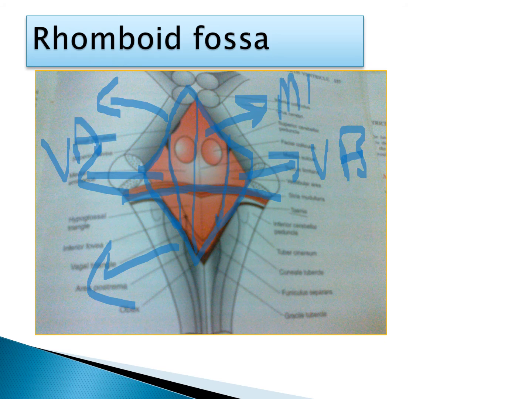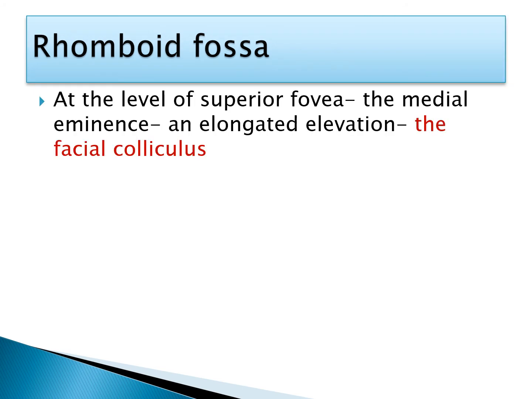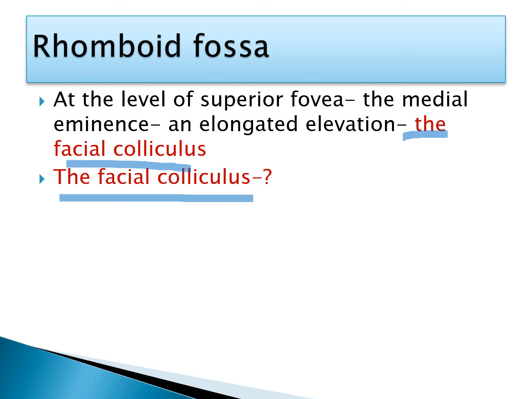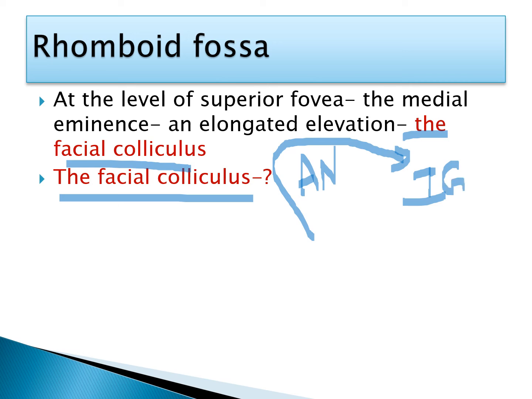This medial part is called the medial eminence. It contains the facial colliculus in the upper part, and the hypoglossal triangle and dorsal vagal triangle in the lower part. We will see in the next picture. At the level of the superior fovea, the medial eminence has an elevation called the facial colliculus. How is it formed? Which nucleus is underneath the facial colliculus? We have seen in the open part of the medulla oblongata that the abducens nucleus will be present, and the facial nerve coursing over the abducens nucleus is called the internal genu.